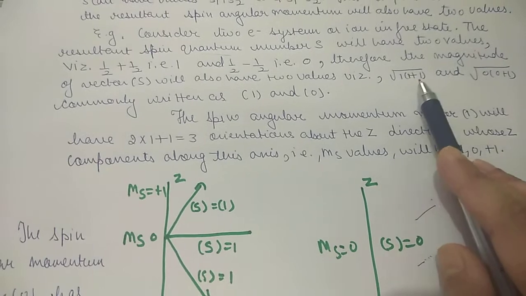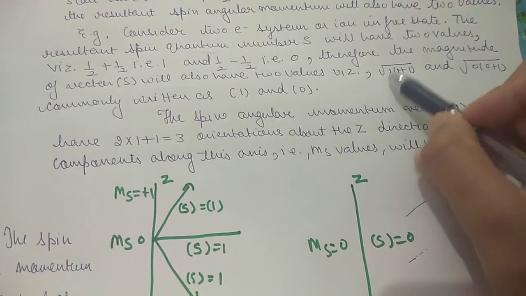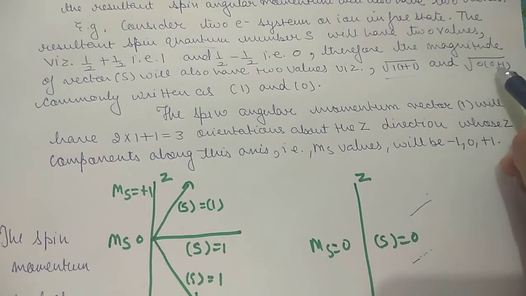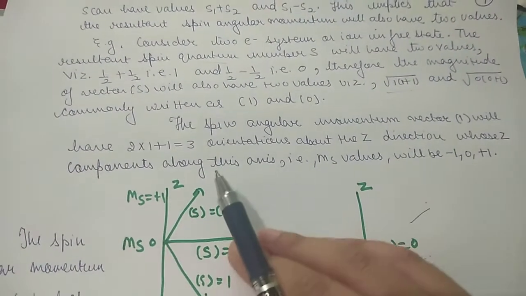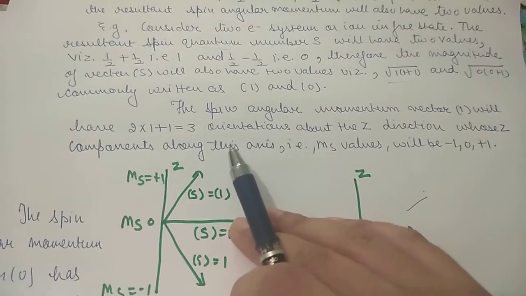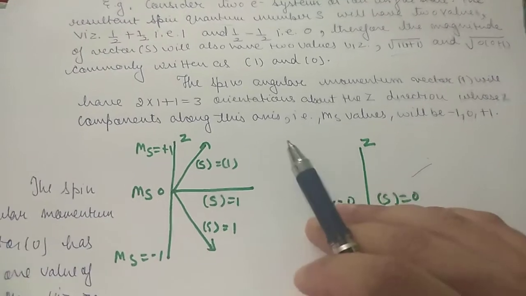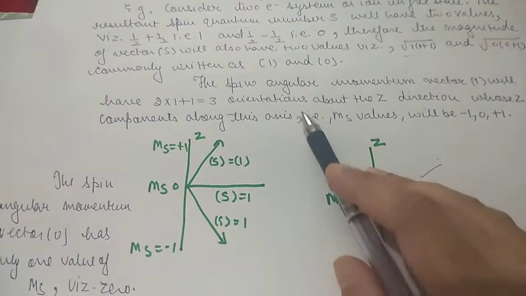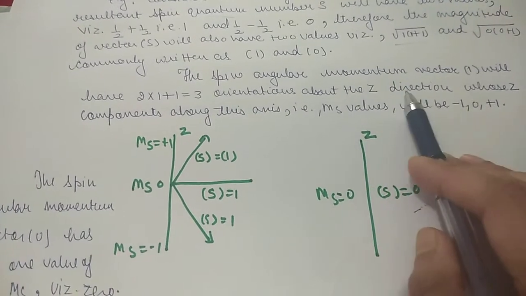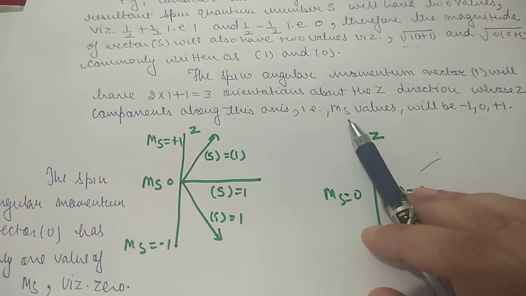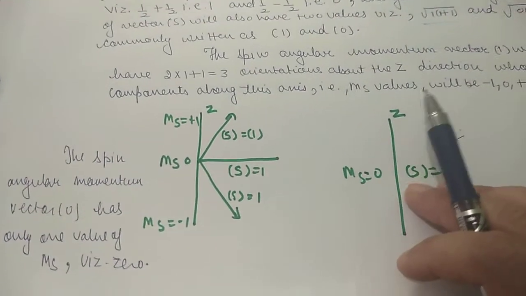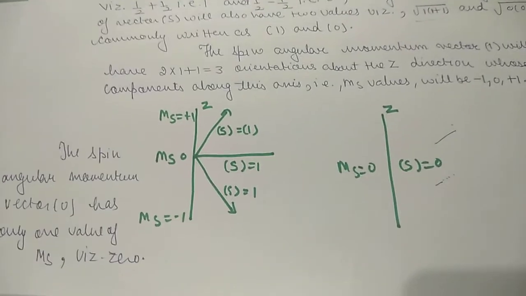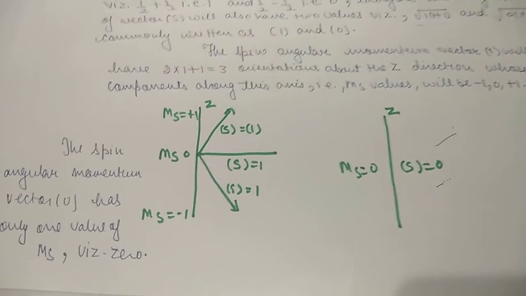So if we put these values in here, if S is 1, then 1 into 1 plus 1, and 0 into 0 plus 1. So the values 1 and 0 will be there. So the spin angular momentum vector 1 will have 2 into 1 plus 1, that is 3 orientations in space about the z direction, whose components along these directions, that is ms values, will be -1, 0 and +1. While the spin angular momentum vector 0 has only one value of ms, that is 0. So, thank you.